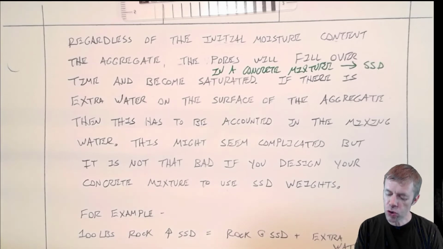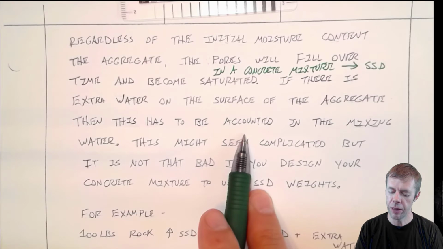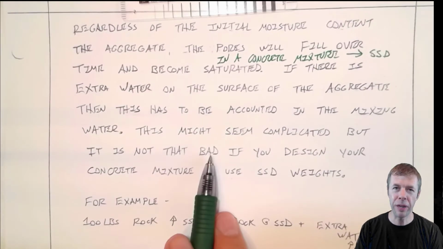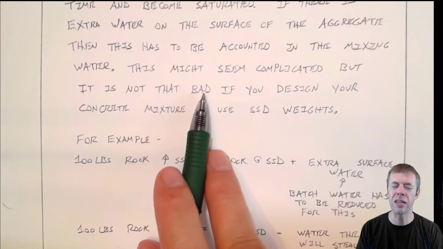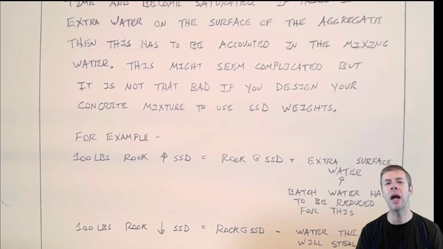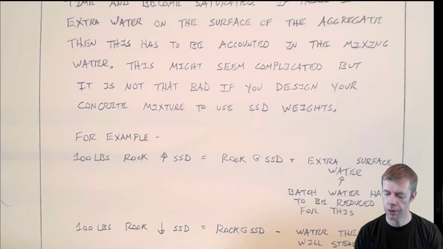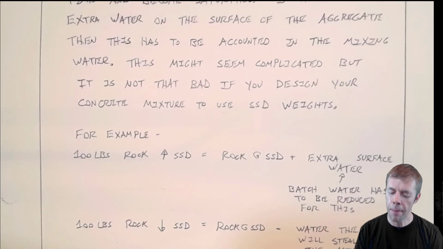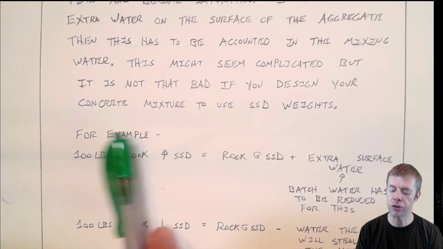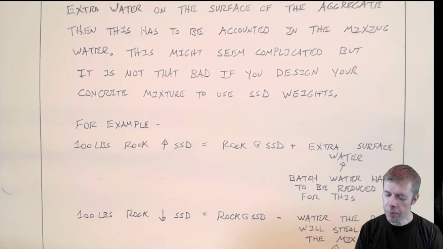But if there's extra water on the surface of the aggregates, then this has to be accounted for in the mixing water. And this might seem complicated. This might seem really strange. A lot of people overthink this. They think in a very, very detailed way of how to do this. There's a very systematic process, and I recommend you stick to that process. But it's not that bad if you design your concrete mixture to use SSD batch weights, because that's what they're going to eventually have. For example, let's talk about how this kind of works.